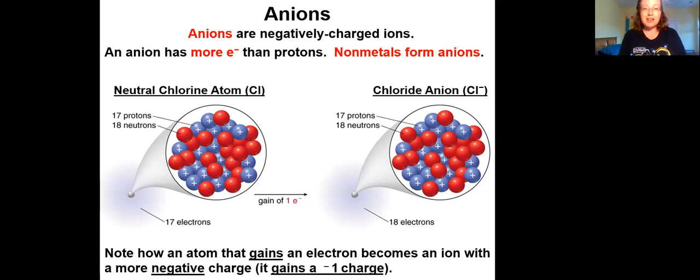Note how an atom that gains an electron becomes an ion with a more negative charge. It gains a -1 charge because each electron has a -1 charge. The number of protons didn't change, and we're not talking about isotopes anymore, so the number of neutrons isn't going to change either. When we talk about ions and ionic bonding, we're just going to be looking at electrons.